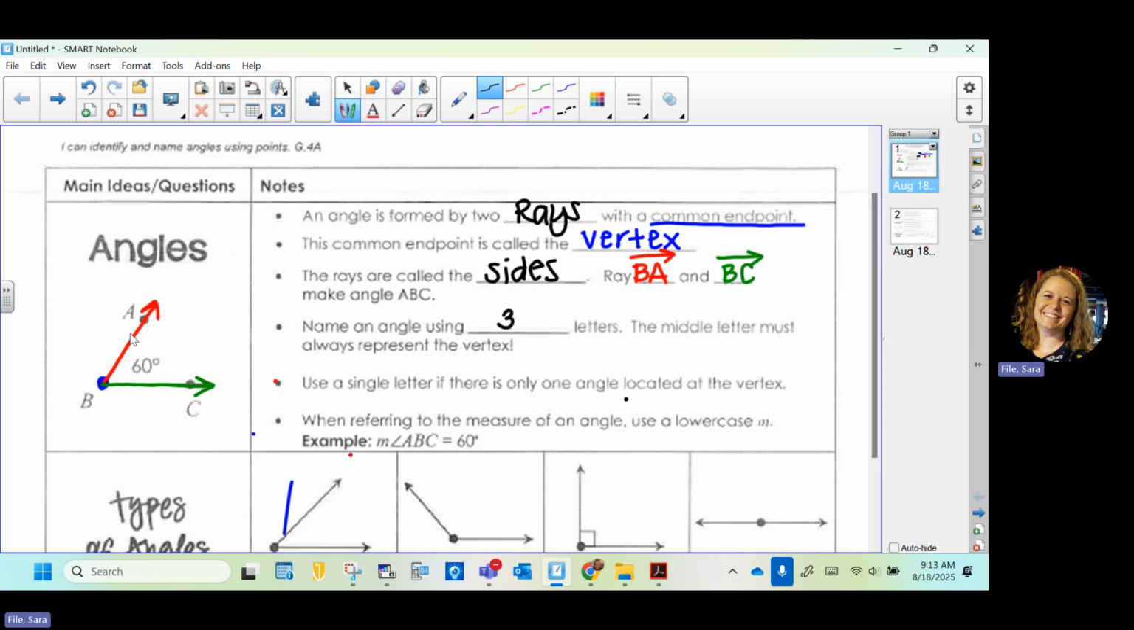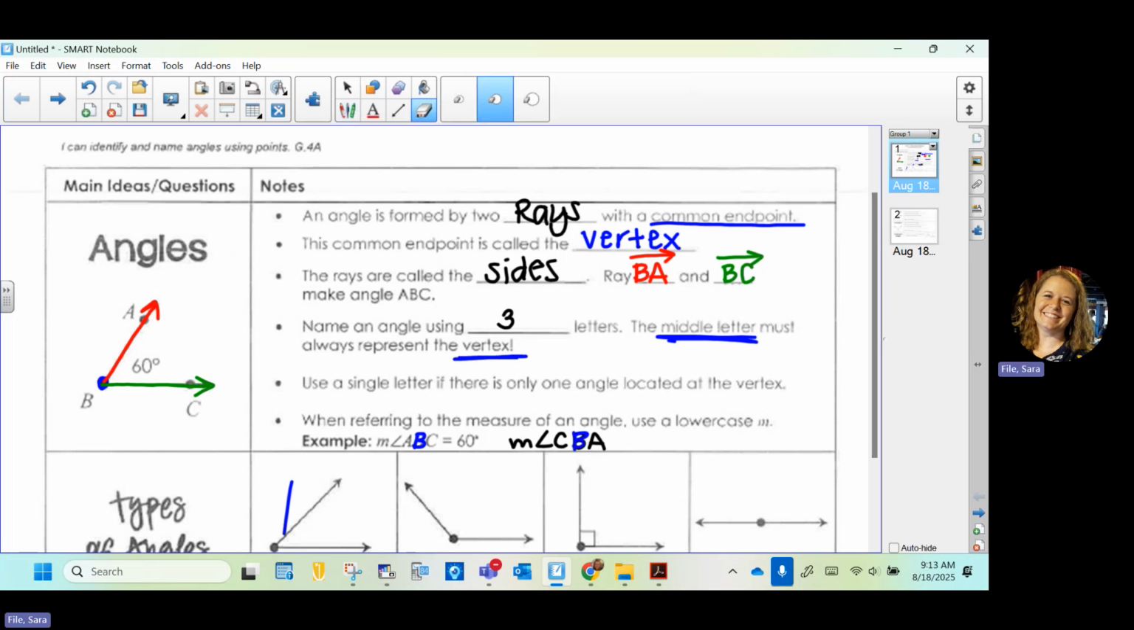So I could go A, B, C, or what? C, B, A. Okay, notice what was in the middle both times. B. The vertex has to be the center letter. So it's always the vertex for the middle letter. Okay, so it's named down here. It says the measure of angle ABC is 60. I'm also going to put the measure of angle CBA because you could name it that way as well. Either way, as long as B is in the middle, and I'll make the B blue so it stands out, because the vertex is in the middle.